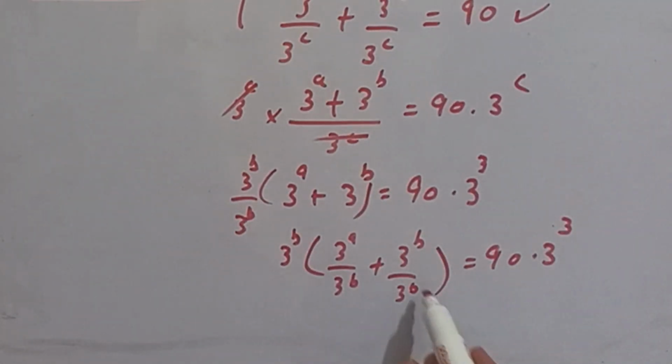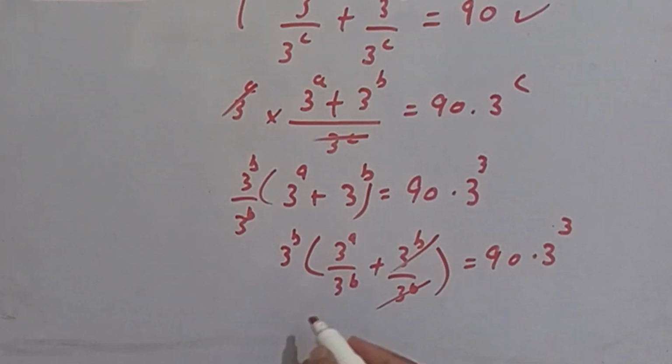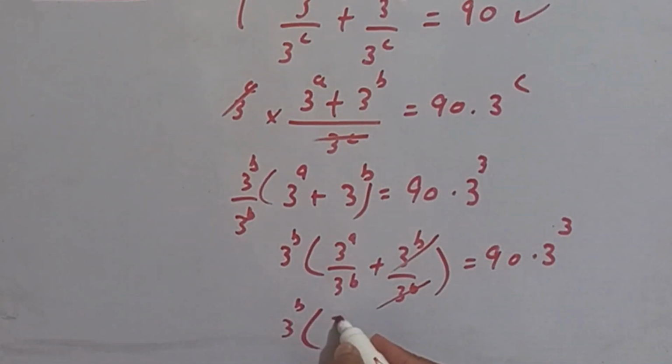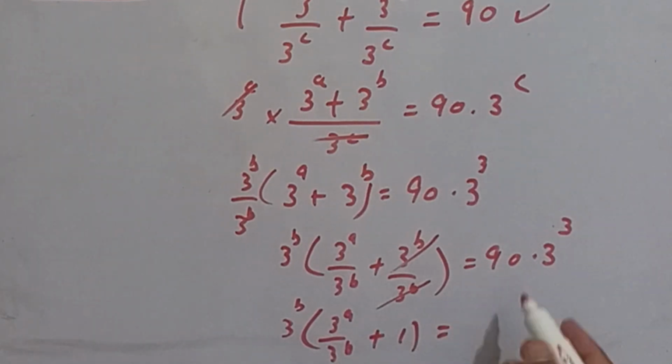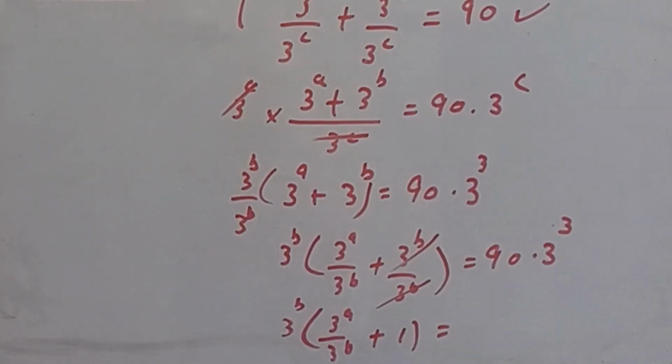In the next step, this 3 raised to the power b and 3 raised to the power b cancel, we just get 1. So we write this as 3 raised to the power b multiplied by 3 raised to the power a over 3 raised to the power b, plus 1, is equal to 90, and we want to write this 90 with base 3.